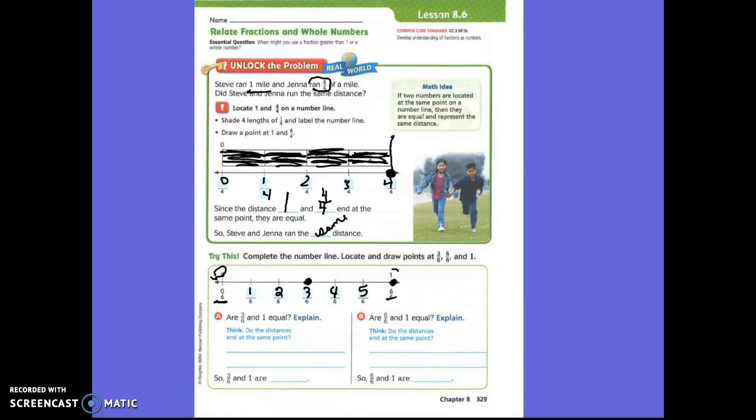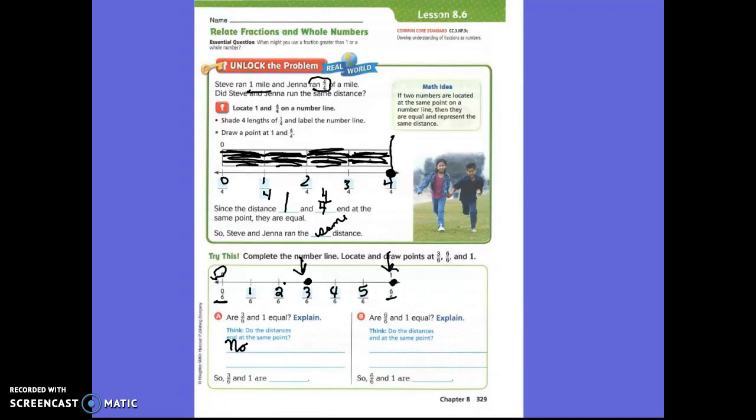Part A asks, are 3/6 and 1 equal? Where's 3/6? In the middle. Where's 1? Are they equal? No. Guys, it even gives you a hint. Think. Do the distances end at the same point? 3/6 was right here. 1 is right here. Is that the same point? No. Okay, so explain. Are they equal? No.